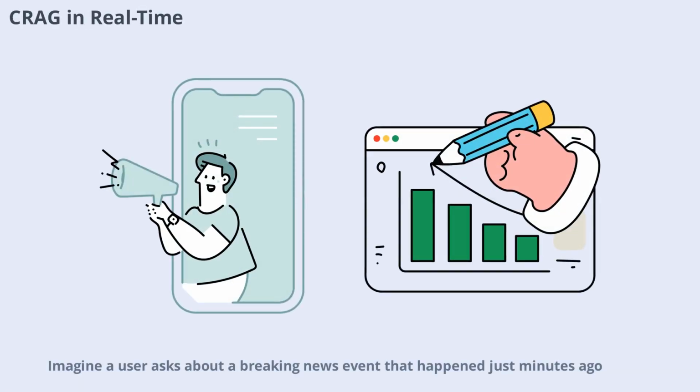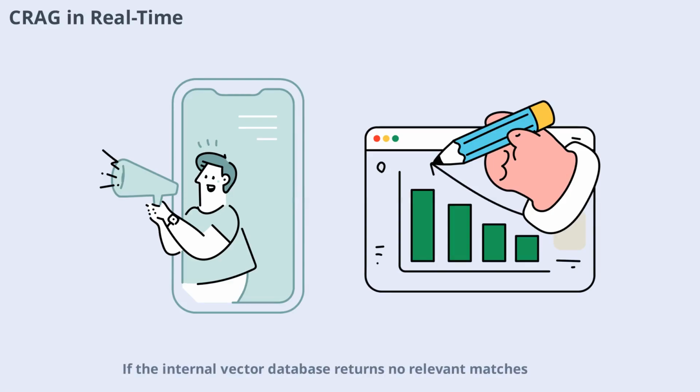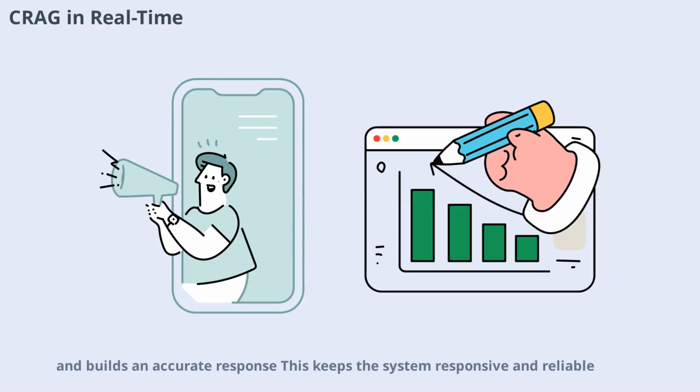Imagine a user asks about a breaking news event that happened just minutes ago. If the internal vector database returns no relevant matches, CRAG detects the low confidence, launches a web search, extracts the latest news, and builds an accurate response. This keeps the system responsive and reliable, even for rapidly changing topics.